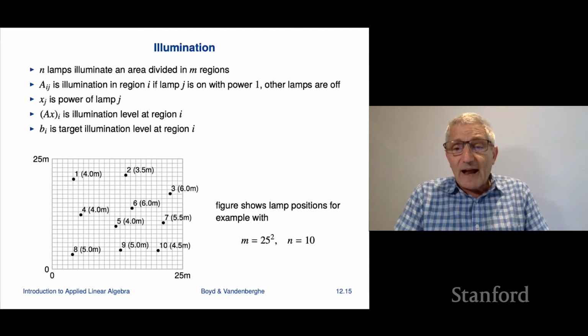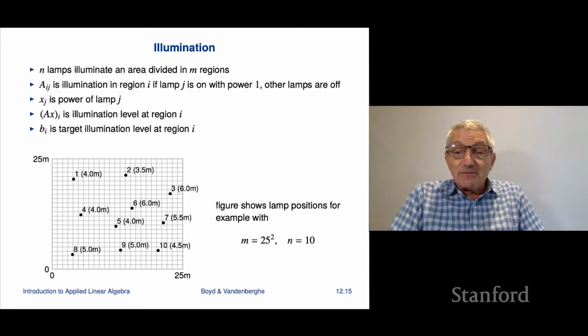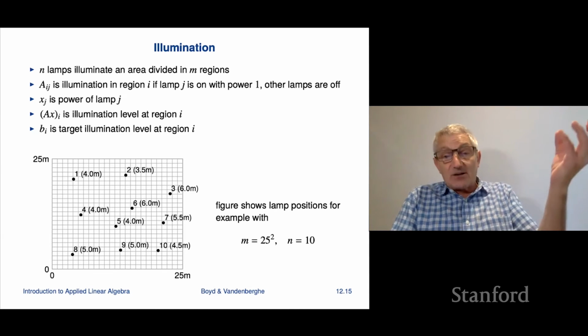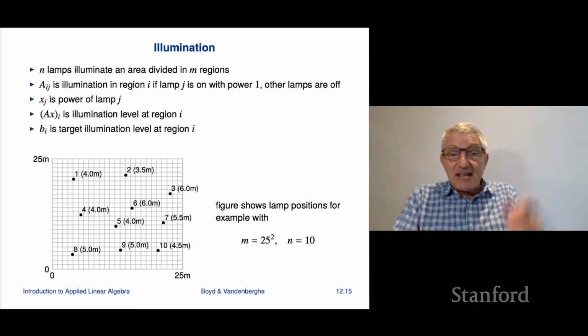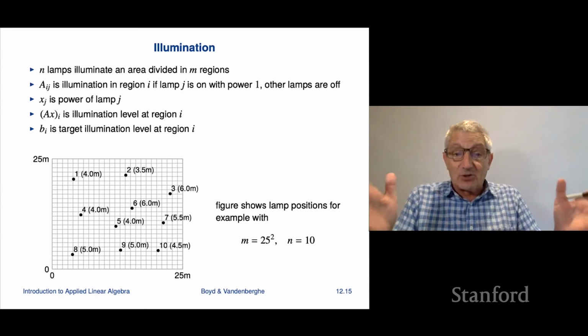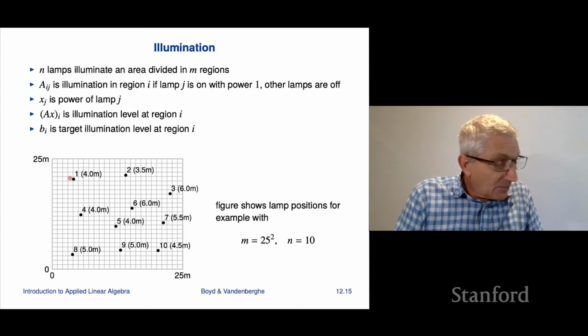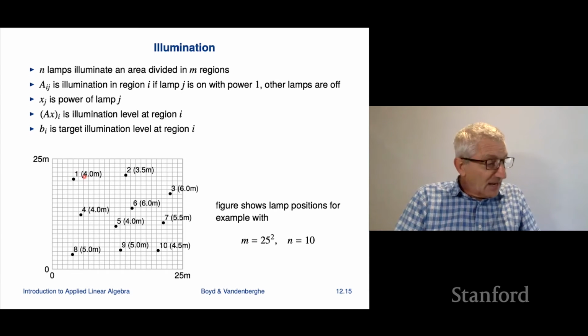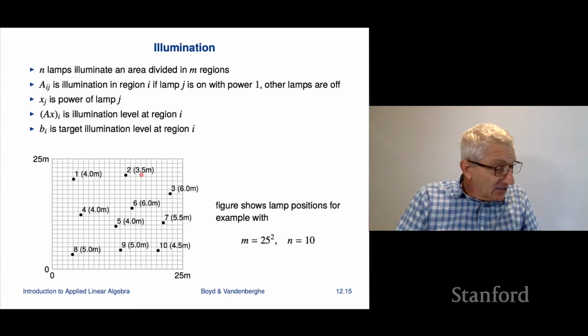Our second one involves illumination. So I have a region that I want to illuminate, and I have lights that are up above us, and they're in weird locations. It's not on a regular grid. So here's lamp number 1, and it's 4 meters above the floor. Here's lamp number 2, and it's 3.5 meters above the floor. And here is lamp 10, and it's 4.5 meters above the floor.